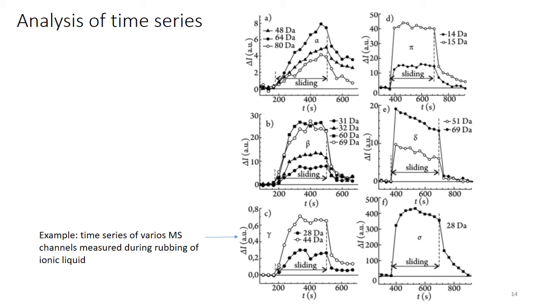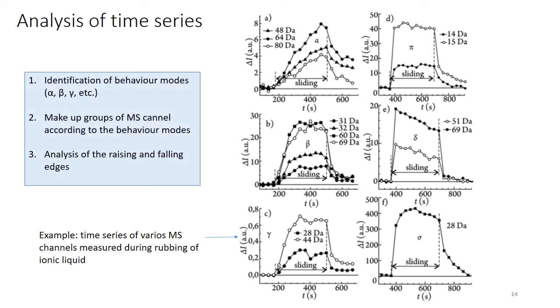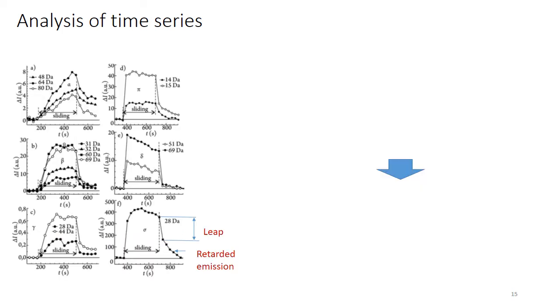So how can this be analyzed? First, the behavior mode should be identified, which here are denoted by different Greek letters. Then the different groups should be made up according to the same behavior, and then it is very important to analyze these rising and falling edges, and what information can be drawn from this analysis.